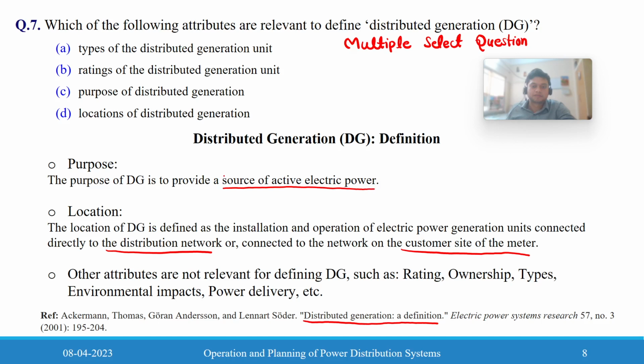We don't suppose that the distributed generation supplies reactive power also, so we just consider the active electric power only. And if we see the other attributes like rating, ownership, types, environmental impacts, power delivery, etc., these attributes are not relevant for defining DG. So for this problem, options C and D are correct.